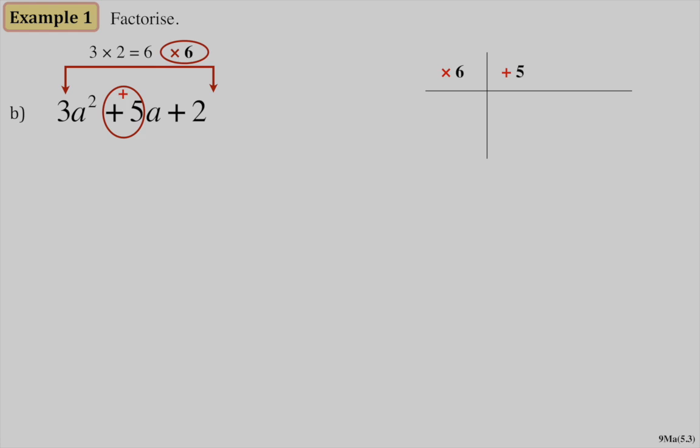Hopefully you can see that already. It's 2 and 3. Don't try 1 and 6. They times to give 6, but they don't add to give 5. 2 and 3 times to give 6 and add to give 5. So they're the numbers we want, 2 and 3.